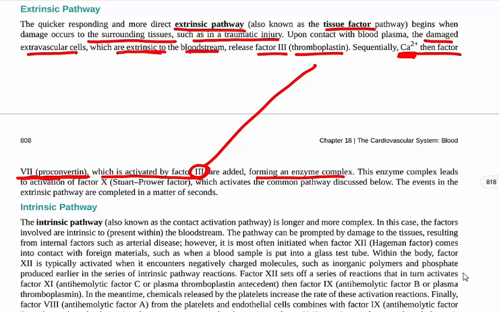Then this enzyme complex, the 3 of them, are going to activate factor 10, which is the Stewart-Prower factor. Okay, so we've got those 3 form a complex, activation of factor 10, the Stewart-Prower factor, and then that's going to activate the common pathway. All right, so that's our extrinsic. Remember, both extrinsic and intrinsic go to the common pathway. So extrinsic are those steps, then goes to the common pathway, which we'll discuss in a moment.